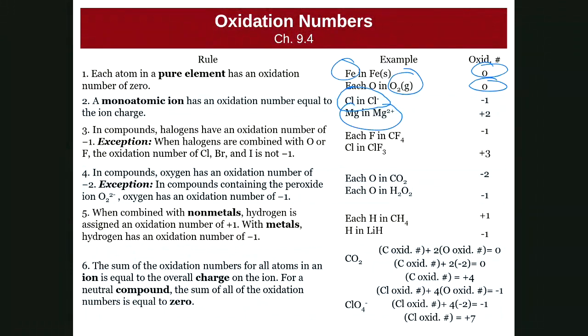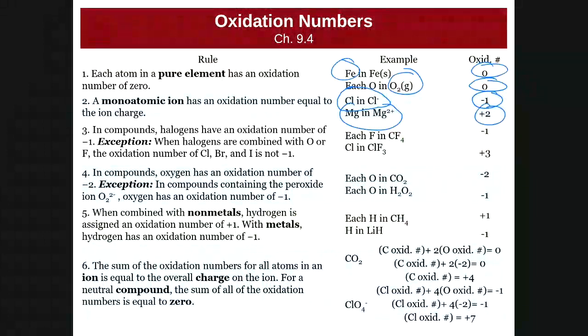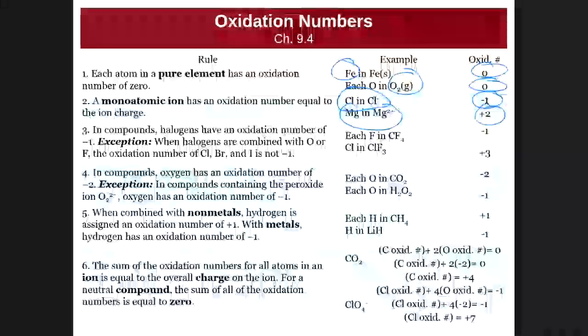So chlorine, based on its position on the periodic table, is a halogen. It is in group 7A, so it has a -1 oxidation number, which is what we usually see as its charge. And magnesium is group 2A, so it's a +2, which is the same as its charge.